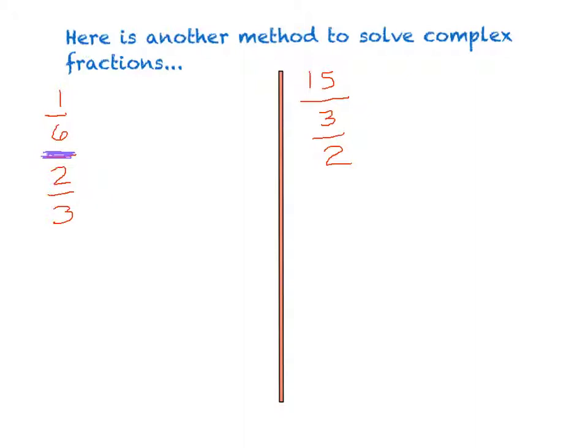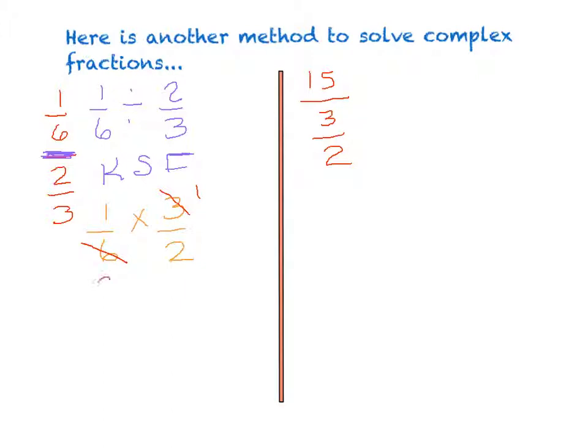So rewrite that. 1/6 divided by 2/3. We already know keep, switch, flip. So if we do that the way we know how to do it, it would be 1/6 times 3 over 2. Well, that's something familiar that we've done before. We eliminate the 3, that's a 1. We eliminate the 6, that becomes a 2. 1 times 1 is 1, 2 times 2 is 4, and we're done with a complex fraction.